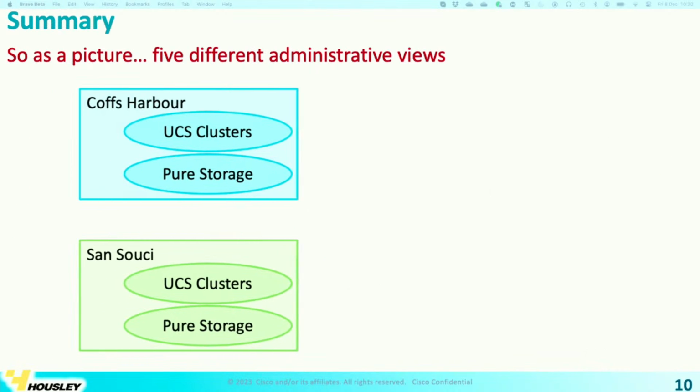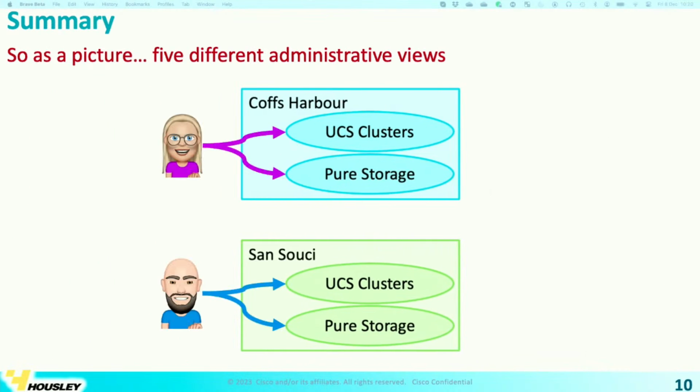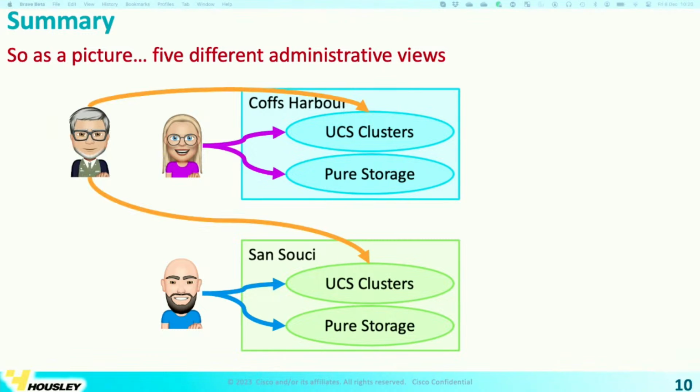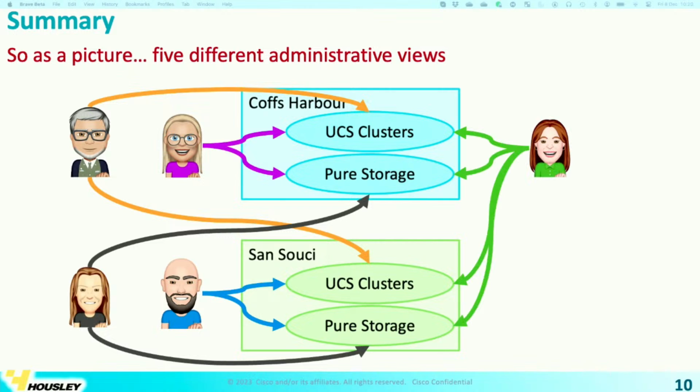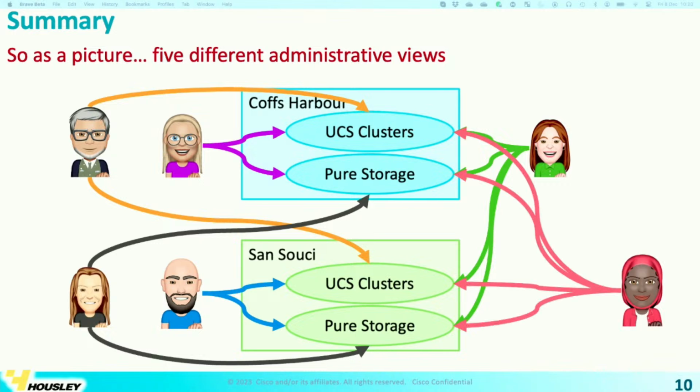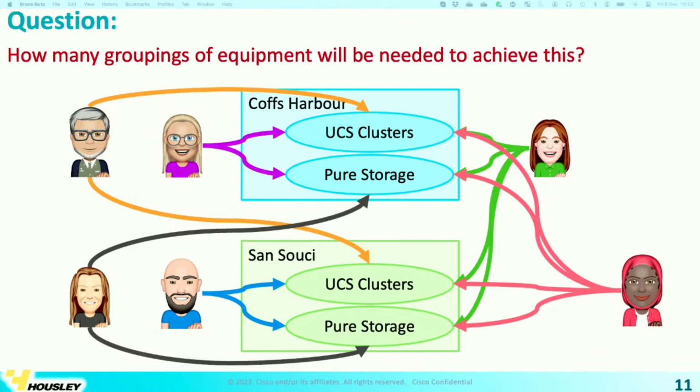Now, remember, we've got these two different sites. We've got a user that's in charge of each site. We've got another guy that's looking after UCS and another guy that's looking after storage. So if that's our picture, let's not forget Lara, who's got access to everything, and of course Fatima, that needs access to everything as well. If that's our picture, the question is, how many groupings of equipment am I going to need to do this?